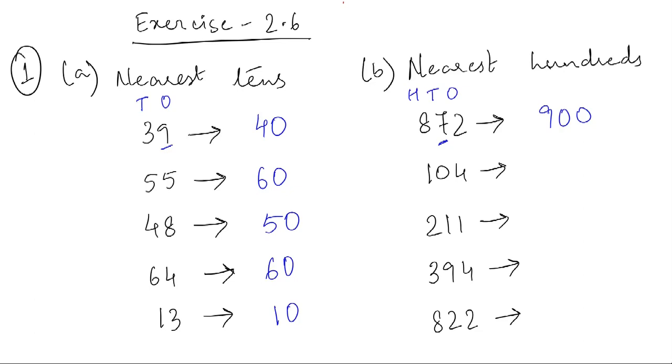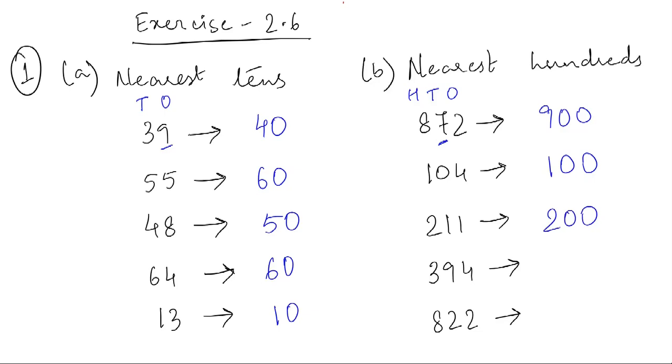104, in the tens place we have 0. So if we have 0 here, that means no need to add anything. So it will become 100. 104 after rounding off becomes 100. In 211, in the tens place we have 1. So again this is less than 5. So on rounding off we will get 200.